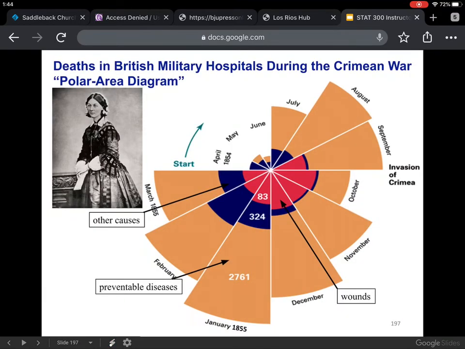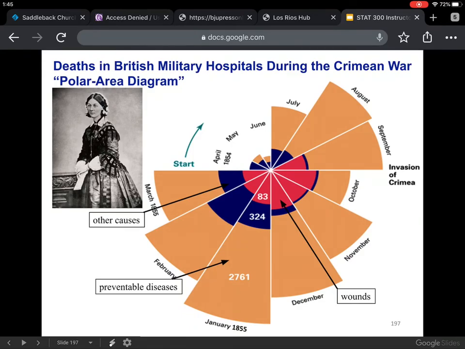There's another graph, and the reason I show this example is just to point out that there are a lot of other different graphs that you guys would be able to make up yourself. So Florence Nightingale, maybe you've heard of her, found out that there is a lot of preventable diseases that people are dying from.